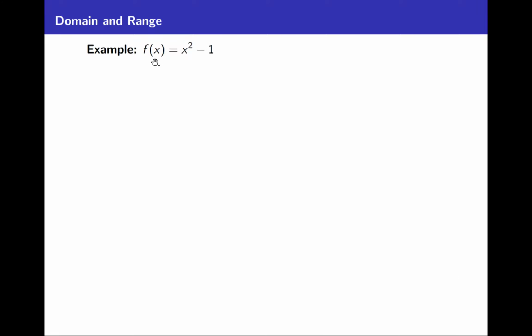Let's take an example, f of x equals x squared minus 1. The domain of this function is the interval from negative infinity to infinity, which is all real numbers. You can plug in any real number for the input there. And what about the range? Well, if you think about that, it's x squared minus 1, and x could be 0, which would give you negative 1. And then if x is positive, its square is going to be positive, so you're adding to minus 1. So the range is going to be the interval from minus 1 to infinity.